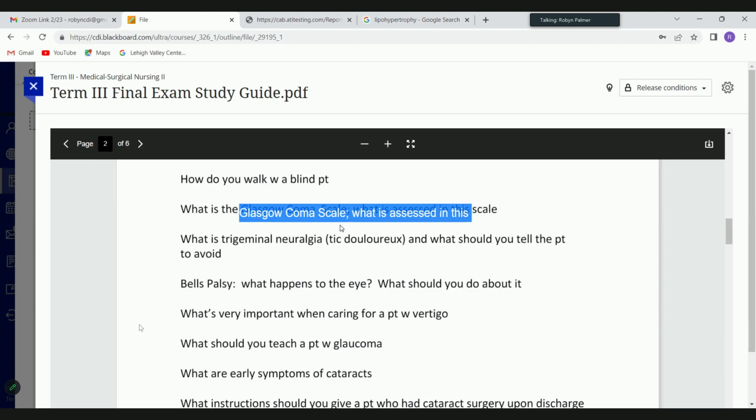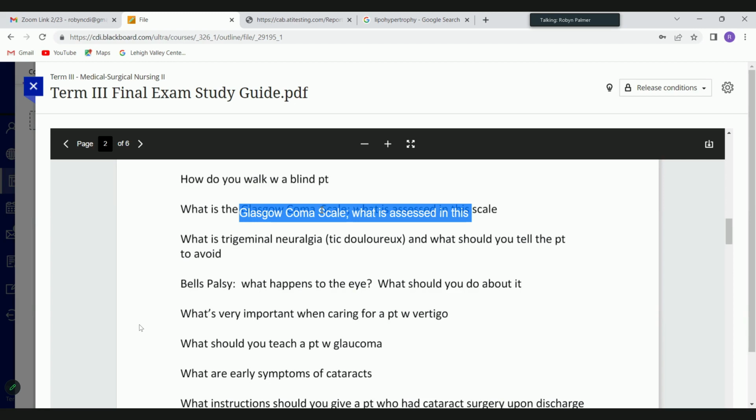What are the 3 parts that are assessed in the Glasgow coma scale? Eyes. Anything else? Level of consciousness? Not level of consciousness. Don't you all, after the commands, open your eyes? That's the eye. So we're looking at the eyes, right? Is it motor response? Yes, motor, eyes, motor, and one more. Verbal? Verbal. Eyes, motor, verbal.